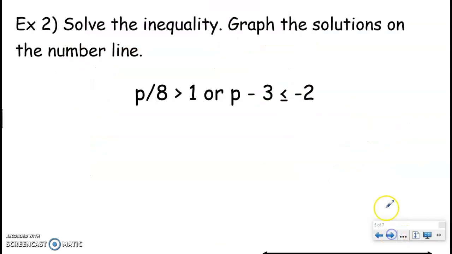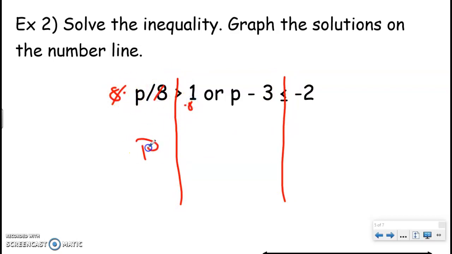Okay, next problem. Notice there's an OR there, so I don't actually have to do anything, I just need to solve each inequality. Okay, so for the first one, p divided by 8, I'm going to multiply by 8 on both sides to get rid of that 8. So I'm left with p is greater than 8. I do not flip my sign because that was not a negative number. For the second one, I have p minus 3.